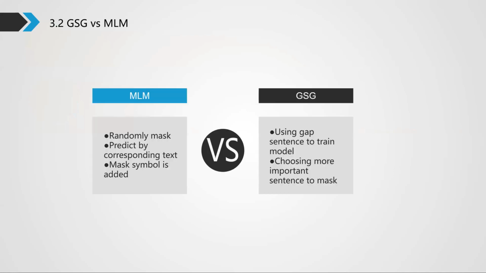Then let's talk about the GSG techniques. It is different from the traditional method of masking words, MLM. The MLM is short for the masked language model. In this model, some content might be randomly masked and replaced by the mask symbol. Then the model should predict the original content through the context.